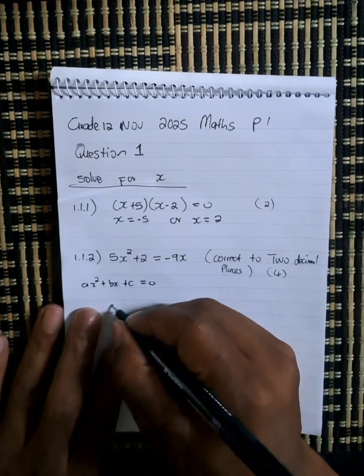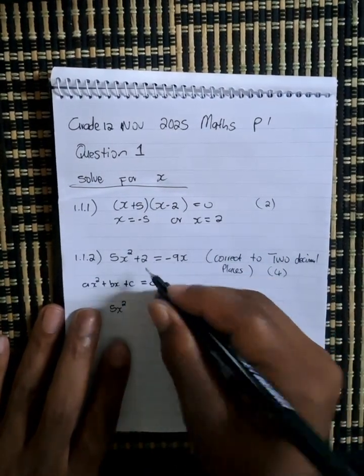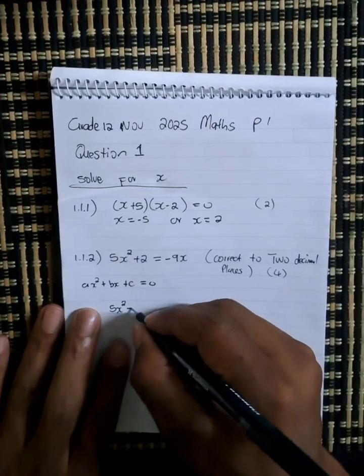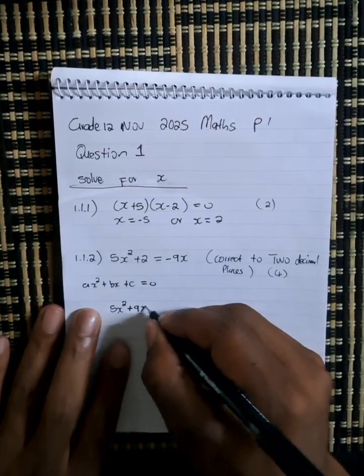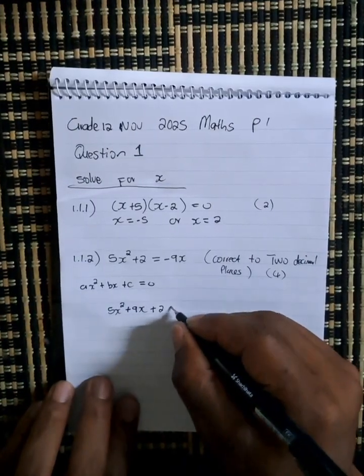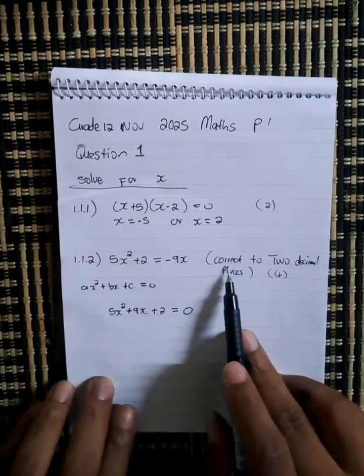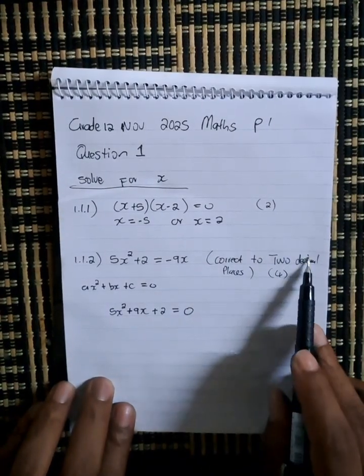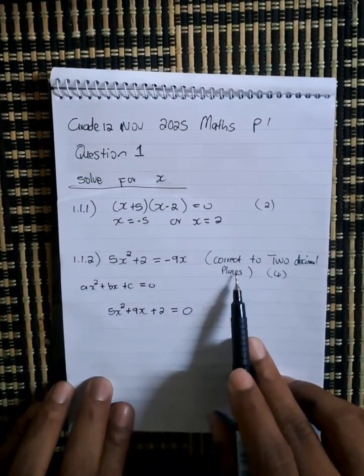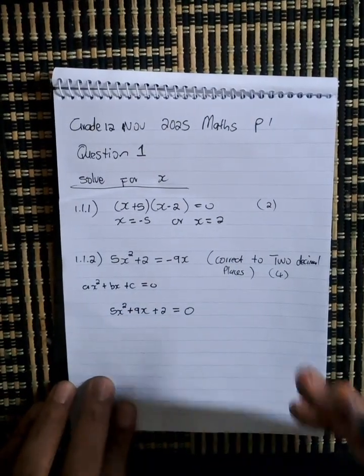We're just going to say 5x squared, and this, when you take it over the equal sign, becomes a positive 9x plus 2, which equals 0. Now remember, they said correct to 2 decimal places, meaning that the answer you're going to get is going to be an irrational number.